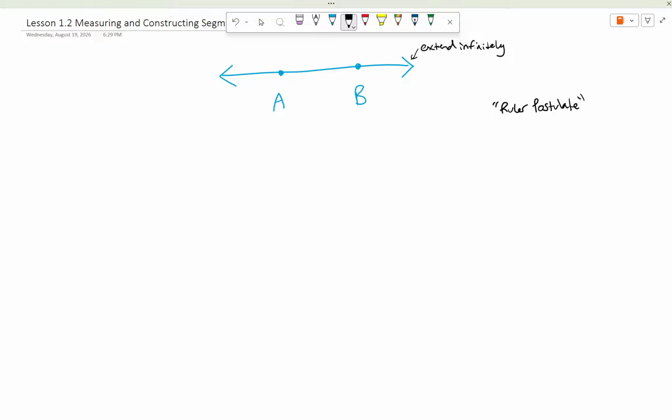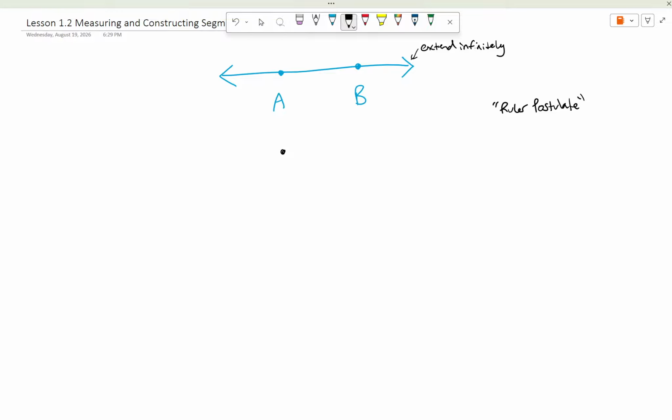Right now we're going to do a construction together in class. I'll do it briefly for you, and then we'll work on it again next week, next Tuesday and Wednesday. This construction is the copy of segment construction.